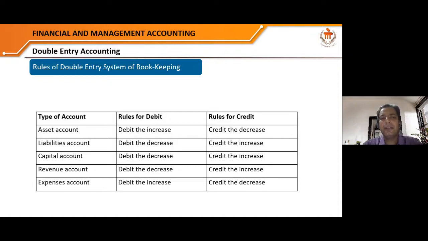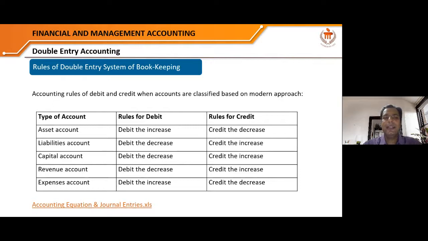That's how this table suggests it. If you see the asset account, debit the increase, credit the decrease. Expenses account, debit the increase, credit the decrease. So they both fall into one category. Assets and expenses go alike. Then you have liabilities, capital and revenue: credit the increase and debit the decrease. So they go opposite. That's how it works. With practice, you will get a hands-on feel for what moves like what.